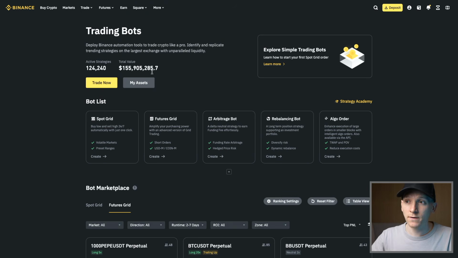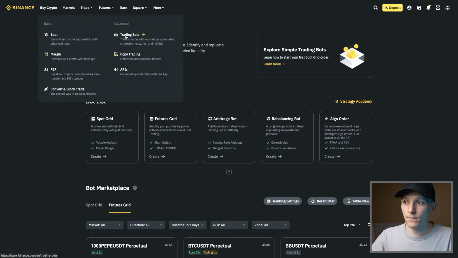We can get to the arbitrage trading bot by going to trade up here and then trading bots and arbitrage bot.